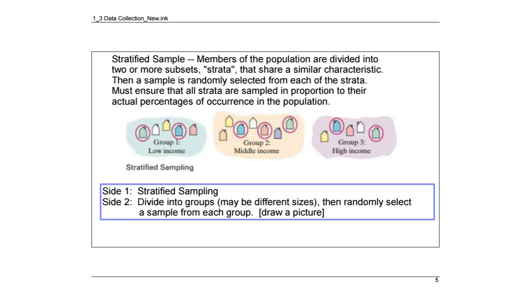So by stratifying a sample, we're not going to take the same number from each. We're not going to just take 2 houses from each because that would misrepresent the middle group, because the middle group has more people. So we're going to take 2 houses from the low income, 3 from the middle to denote that we have more people in that area, and then 2 in the high income. So that is called a stratified sample. You can see here on my flashcard, it says divide into groups. They may be different sizes, and then randomly select a sample from each group.